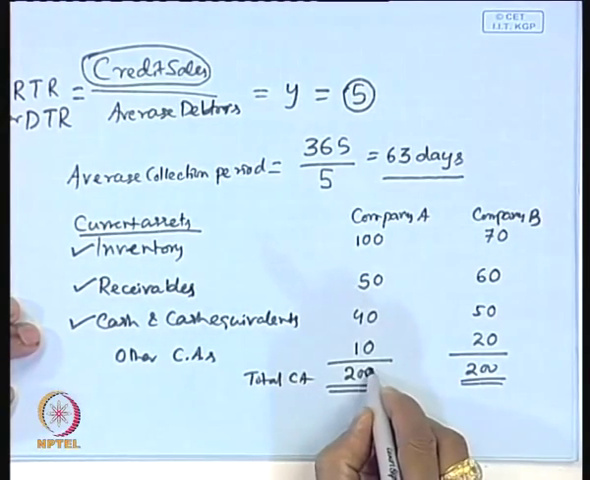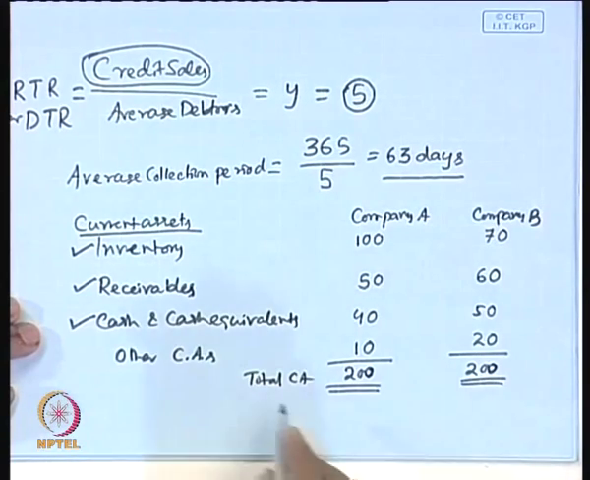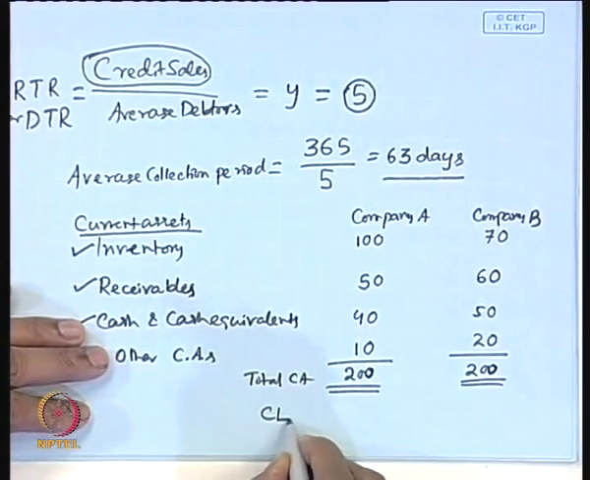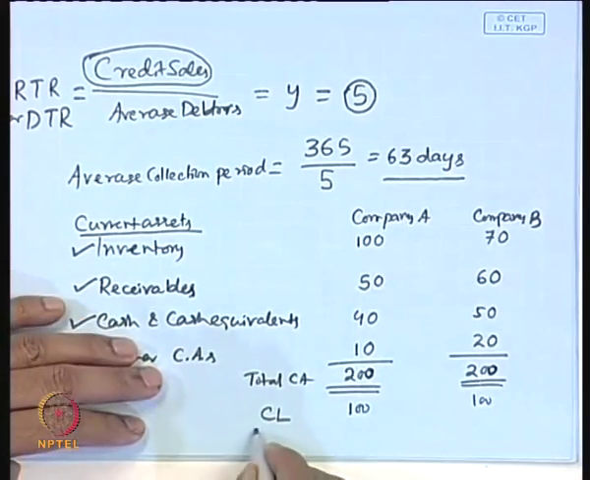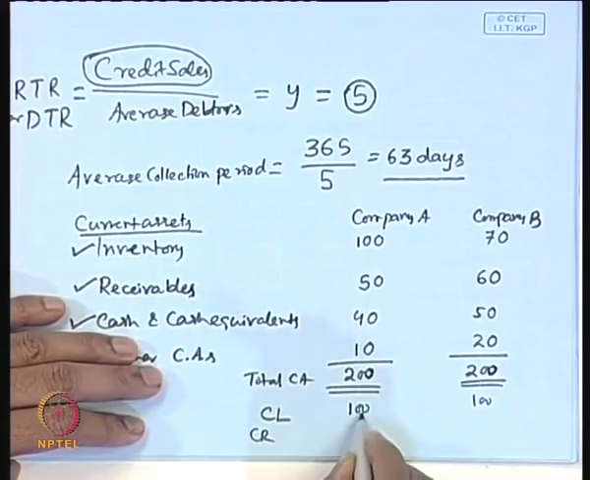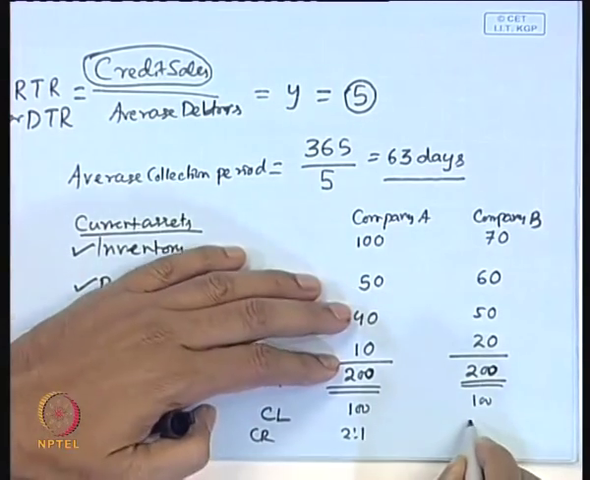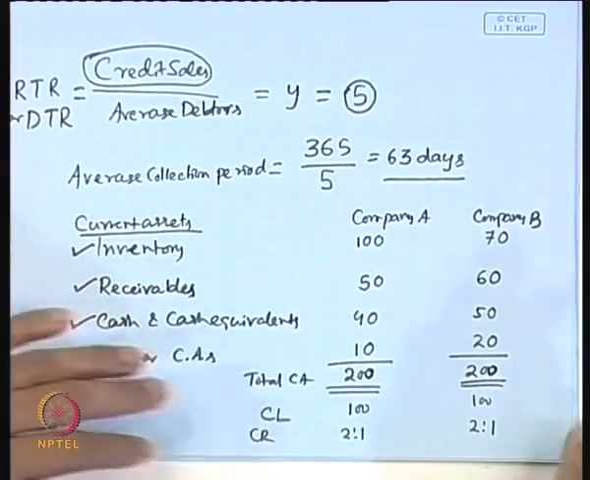So, if you look at this, though both the companies have got 200 and 200 as current assets, and presuming that the current liability for both the companies is 100 as well as 100, the current ratio is obviously 200 is to 100, which is 2 is to 1 for company A as well as 2 is to 1 for company B.